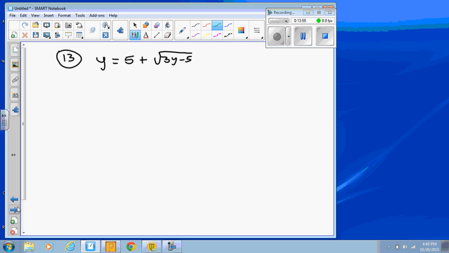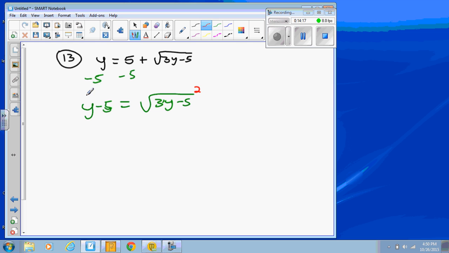All right, number 13 looks a bit confusing. First thing we have to do is get the absolute value by itself. So I'm going to subtract 5 from both sides. So I have y minus 5 equals the square root of 3y minus 5. And now when I have a square root, I want to get rid of the square root symbol. To do that, we square both sides.